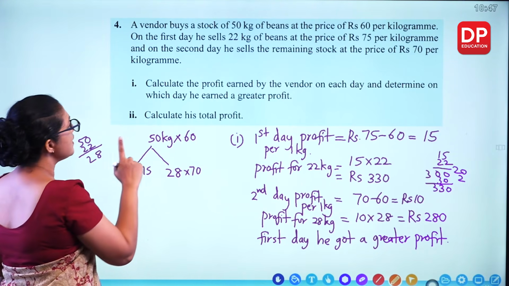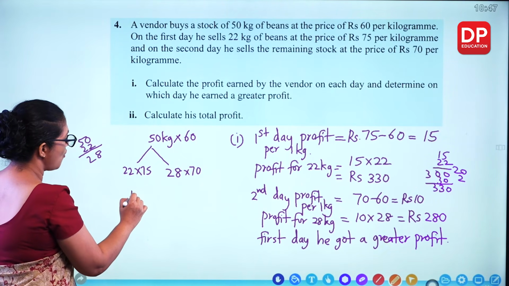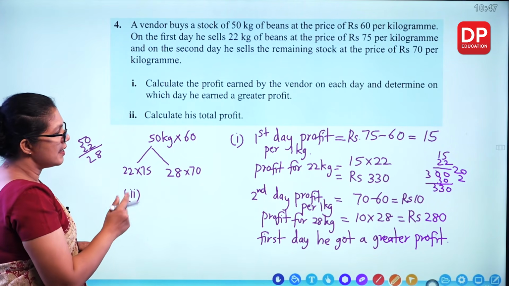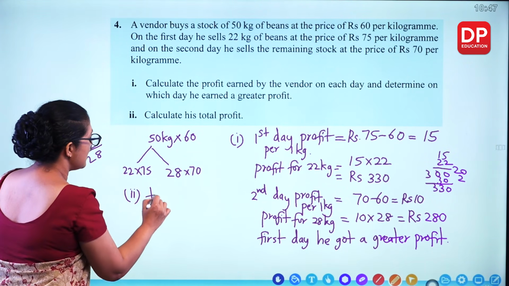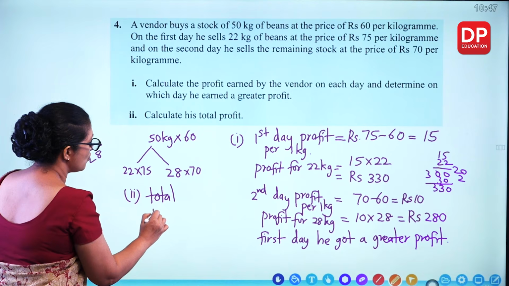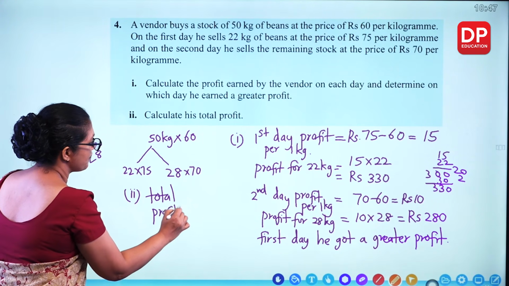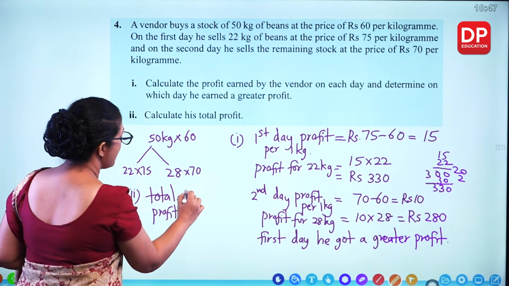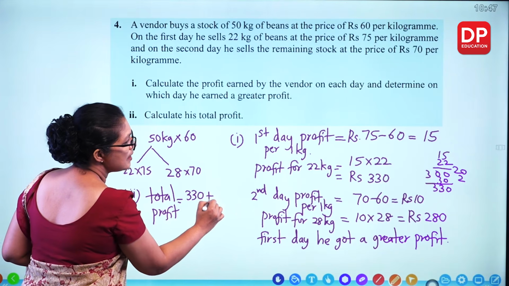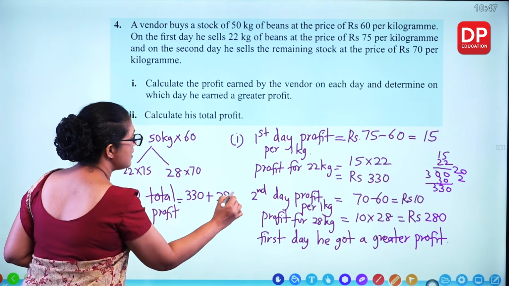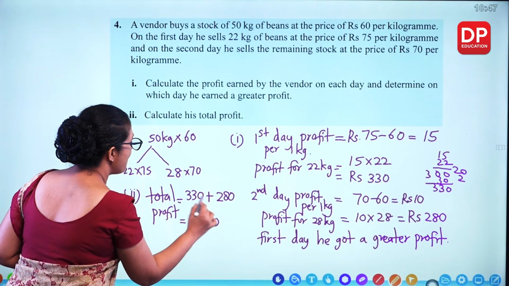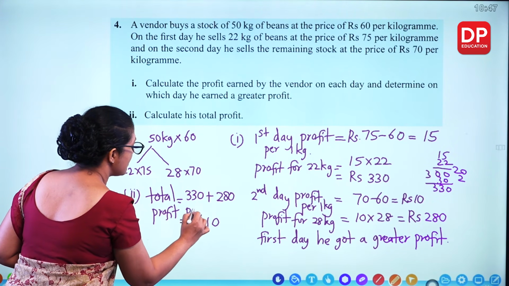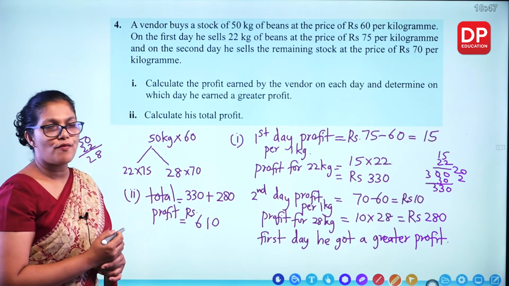Second part, calculate his total profit. So how do you calculate the total profit? Profit in the first day is 330, and the second day 280. When you add it together, 610 rupees profit altogether.